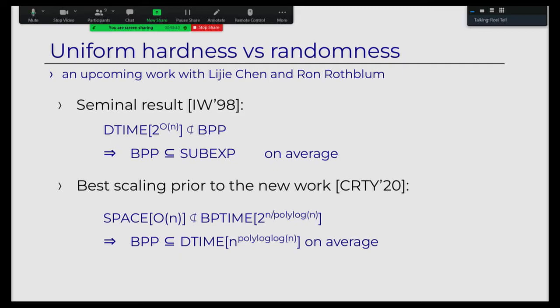The classical result from the late 90s is that if E is hard for BPP, then BPP can be derandomized in sub-exponential time on average. I will wave my hands about what "on average" means, just for simplicity. The best scaling to a high end prior to the new work is something like this: if linear space, so instead of time 2 to the O(n), we now have space O(n), we're in a smaller class, so it's a stronger assumption, is hard for probabilistic time 2 to the n over polylog n, then you get a slightly super-polynomial derandomization of BPP.